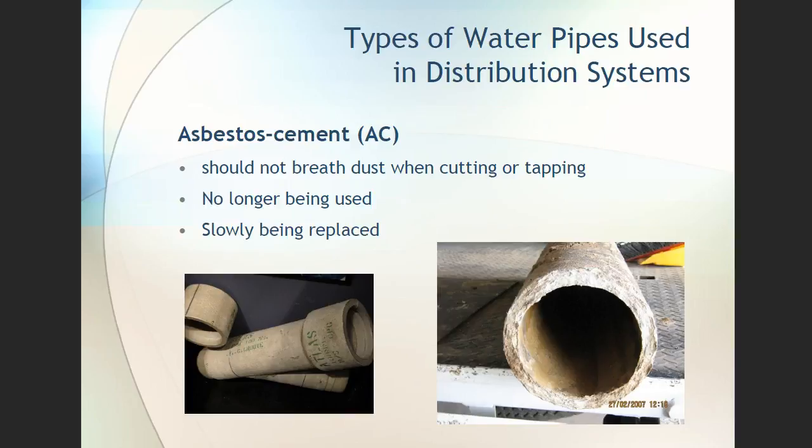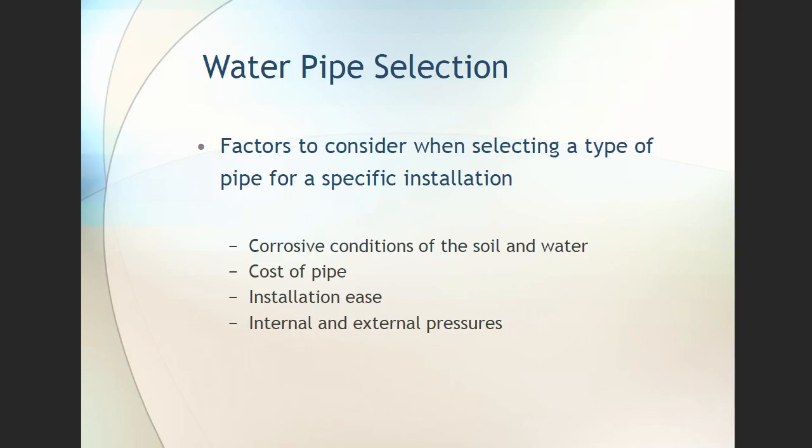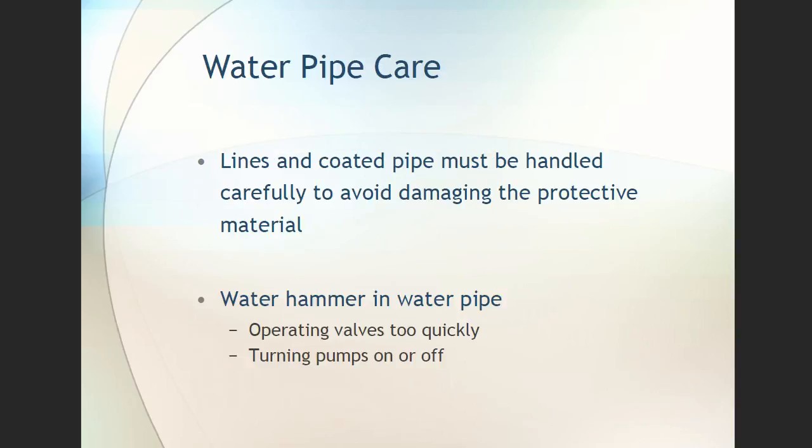Oftentimes these small systems and even some of the larger systems have multiple types of pipe in their systems. So, factors to consider when selecting the type of pipe for a specific installation: the corrosive conditions of the soil and the water, pH, the alkalinity, the cost of the pipe, the installation ease, internal and external pressures.